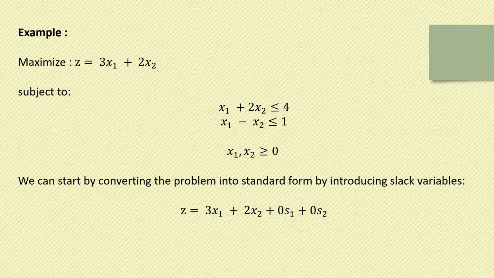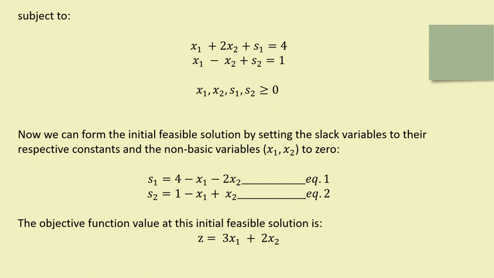So here we take the coefficients of slack variables as 0 so that they won't affect the objective function. We update the objective function as 3x1 plus 2x2 plus 0s1 plus 0s2, and we update the constraints, introducing the slack variable s1 in the first equation and s2 in the second equation. Here s1 and s2 should be greater than or equal to 0, which means x1 plus 2x2 is obviously less than or equal to 4 and x1 minus x2 is obviously less than or equal to 1.